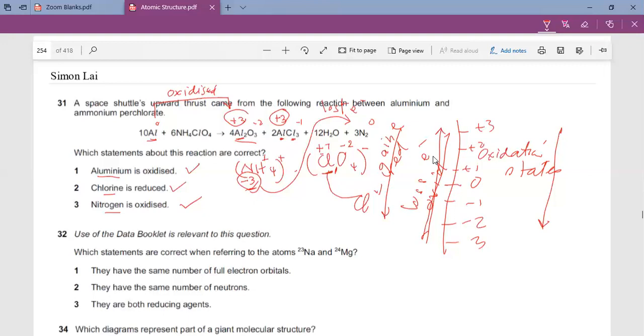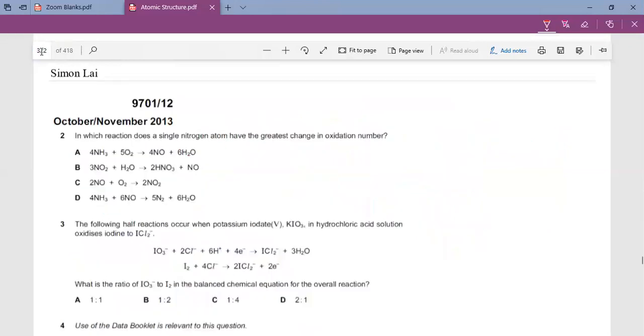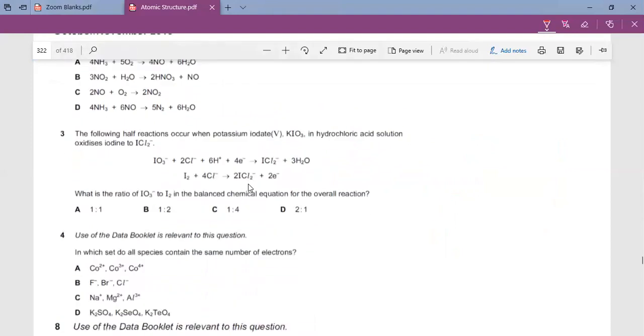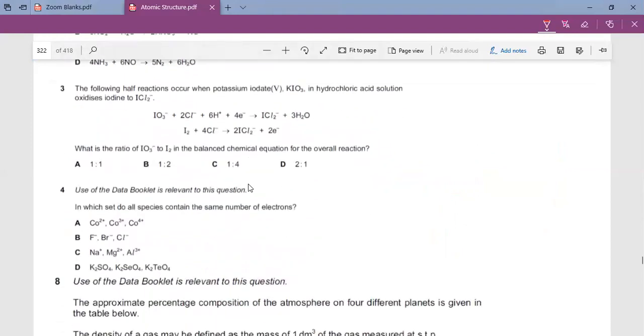Okay, next one, of course, is redox reactions, redox equations. It's a bit different, but it's using the same idea. Okay, page 322. A lot of coverage today, so if you're not very good in maths, this is very simple maths, it's no big deal. Now here is about equations, same idea.